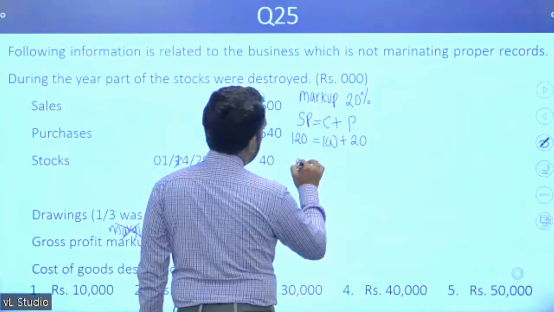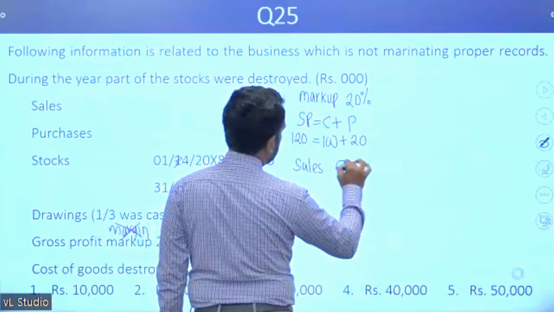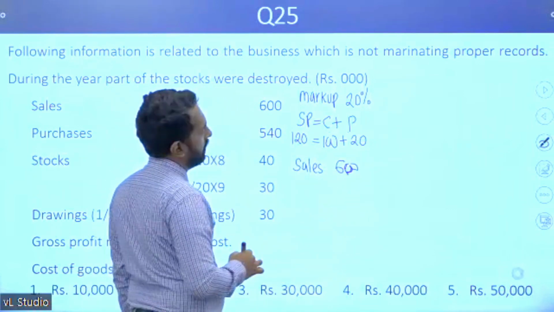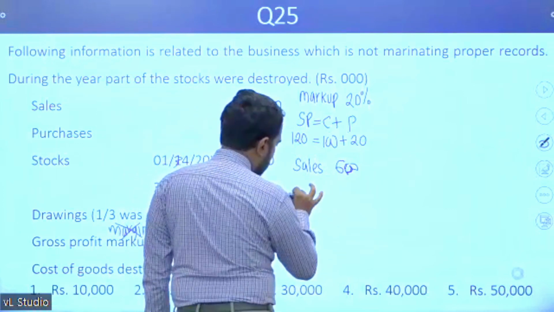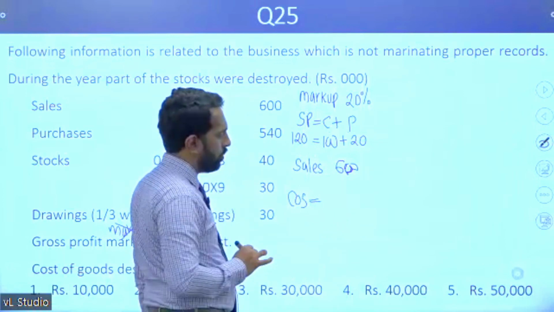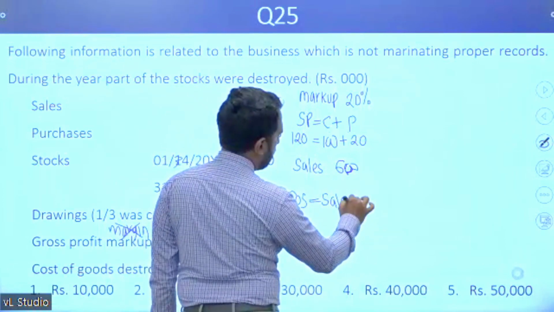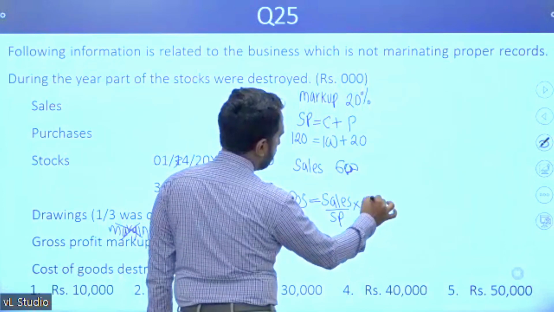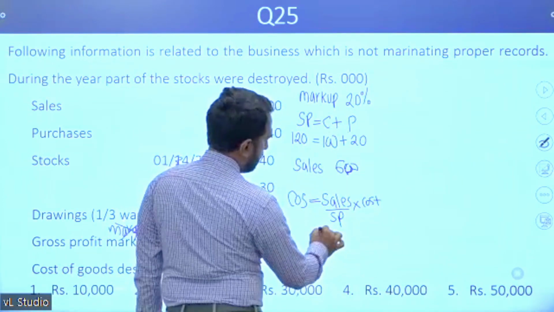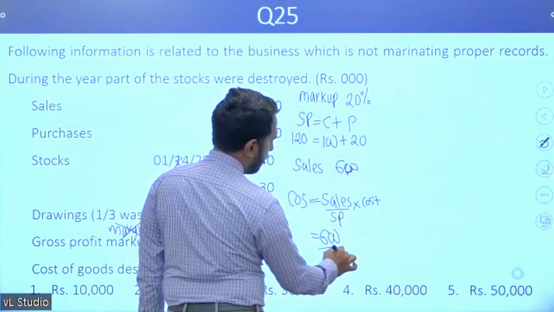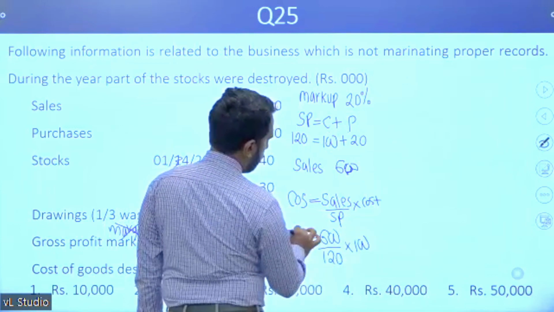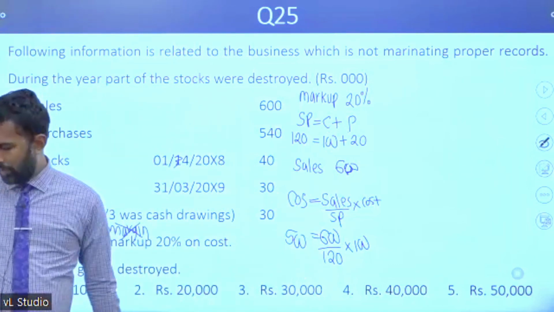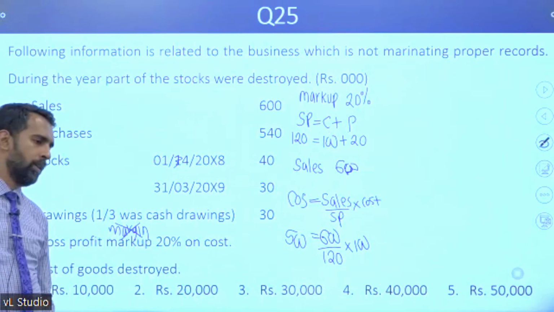Then we have the sales figure, which is 600. Now, we can calculate the cost of sales using this sales figure. How? This sales figure, if you divide by the selling price and multiply by the cost, you will get the answer. So 600 divided by 120 multiplied by 100. You will arrive at a cost of sale of 500. Okay? Right.